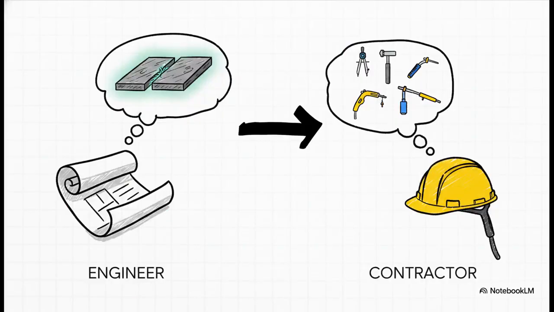And that CJP weld really highlights a brilliant principle here: the division of responsibility. The engineer's job is to define the outcome, a fully welded joint, but they give the fabricator the freedom to choose the most efficient method to get there. It's all about trust and expertise.